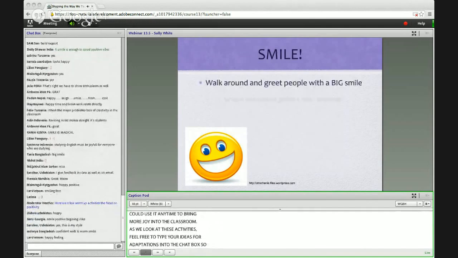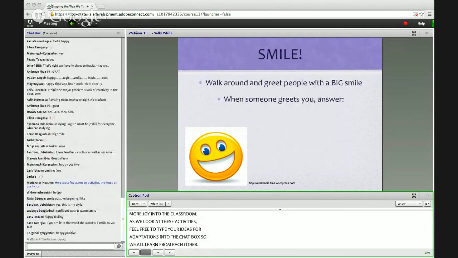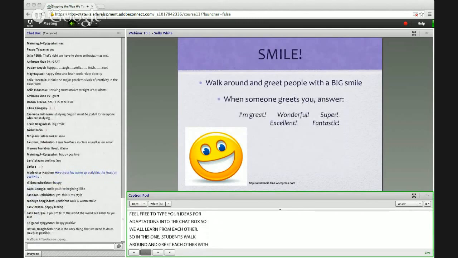So in this one, students walk around and greet each other with a big smile, and when someone greets you, answer, "I'm great, wonderful, super."